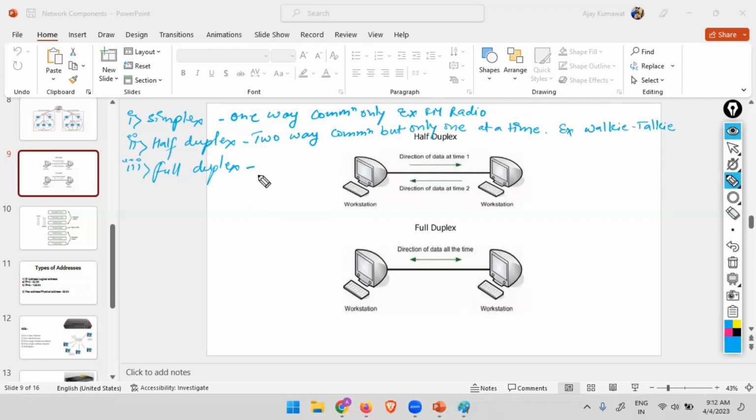Then we have full duplex. Okay. So in case of full duplex, what will happen? We have two-way communication at all the times. In simultaneous two-way communication we can have. So you can say two-way communication simultaneously. Example, your normal call. You can speak and listen at the same time. Your phone call is a two-way communication or full duplex communication. This thing is clear? Okay.